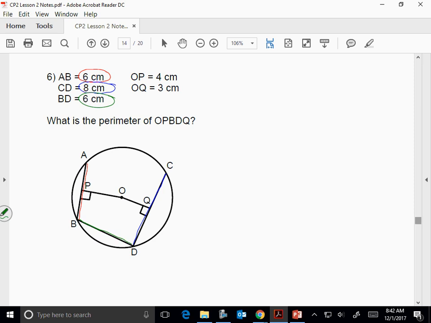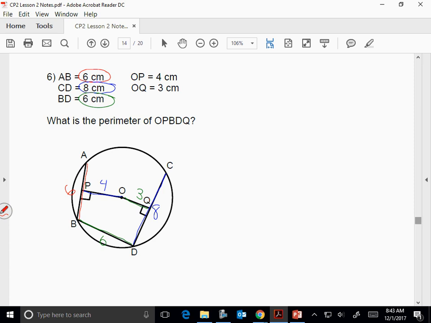OP is 4. I'm running out of colors. OP is 4. I'm going to label that 4. And OQ is 3. Might as well put numbers on them. BD 6. AB 6. Okay. What is the perimeter of OPBDQ?